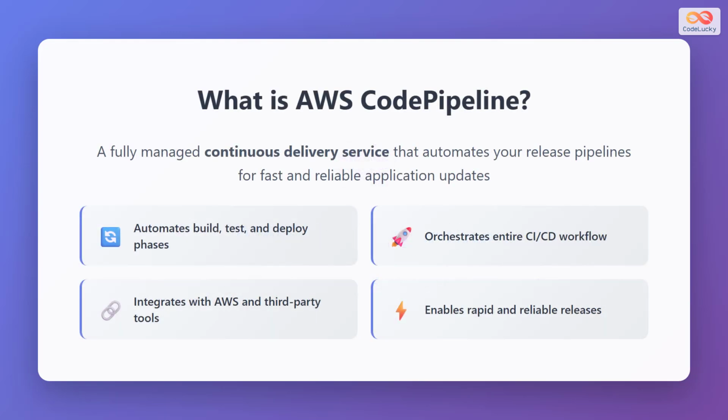AWS CodePipeline is a fully managed continuous delivery service that helps you automate your release pipelines for fast and reliable application and infrastructure updates. The service automates the build, test, and deploy phases of your release process every time there is a code change, based on the release model you define. It orchestrates your entire CI/CD workflow by connecting various stages together. CodePipeline integrates seamlessly with both AWS services and third-party tools, giving you flexibility in choosing your development toolchain. This automation enables you to deliver features rapidly while maintaining high quality and reliability in your releases.